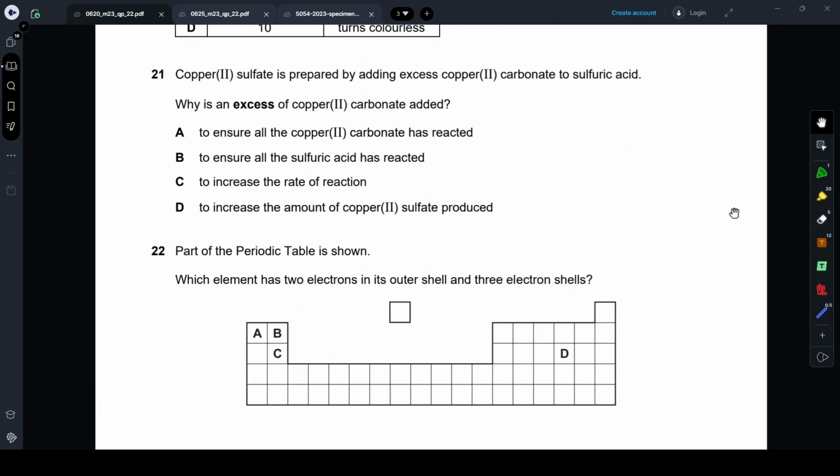Copper sulfate is prepared by adding excess copper carbonate to sulfuric acid. Why is an excess of copper carbonate added? Yes. B. Are you asking me or are you telling me? Telling you. So ensure all the sulfuric acid is reacted, and that is correct.